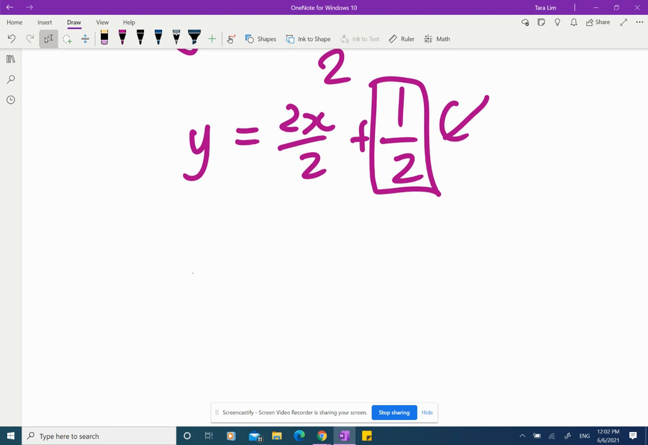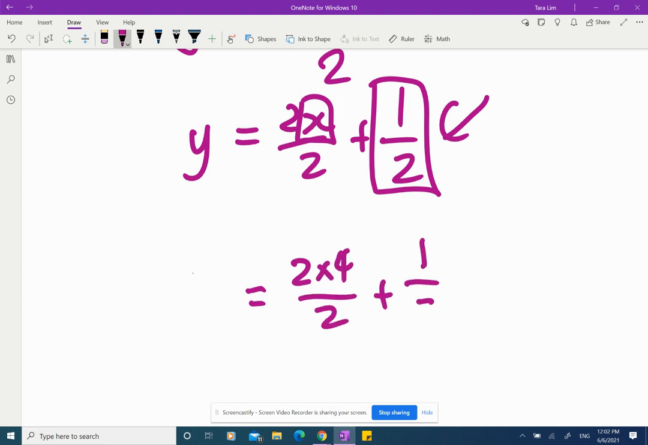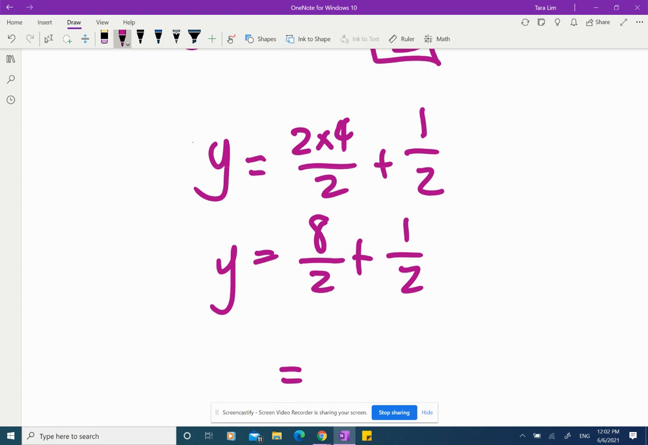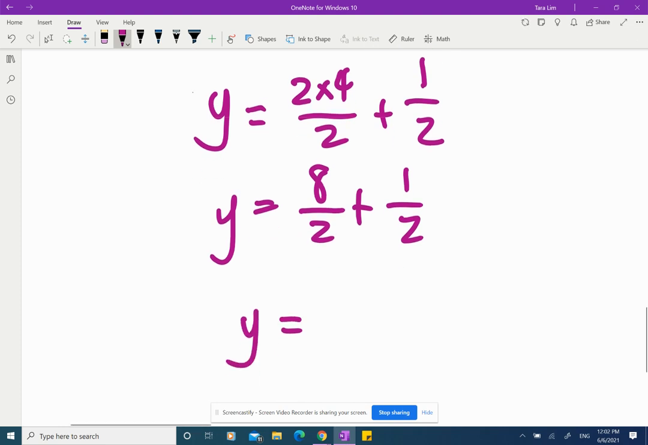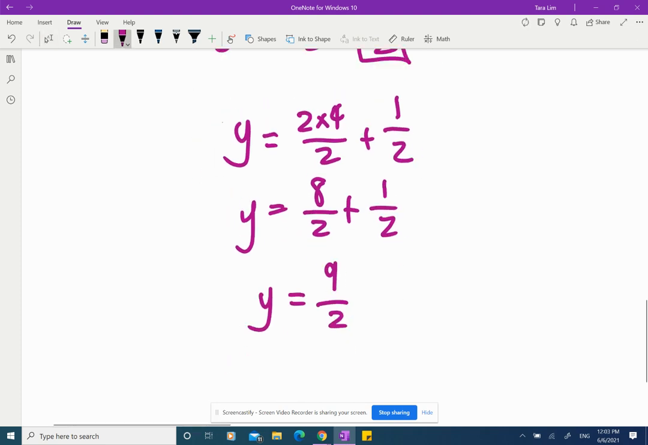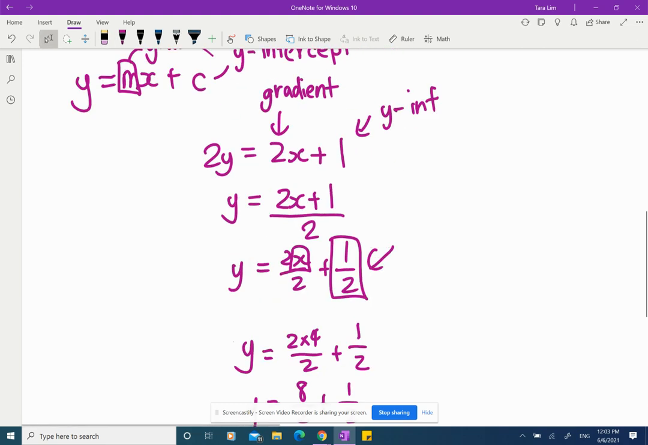Now, for the x, for example, let's say x is 4, so we have to substitute 4 into x. So if x is 4, 2 times 4 is 8, 8 over 2 plus 1 over 2, and y becomes 9 over 2.